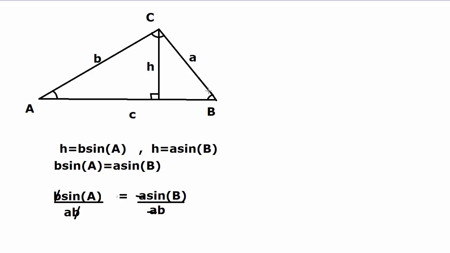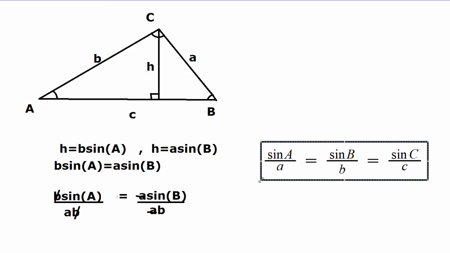You can go ahead and drop a perpendicular from this direction and deduce that. So the whole thing comes out to be that the ratio of the sines of vertical angles to the lengths of their opposite sides are the same. To read it out, sine of the angle A over the side little a equals sine of the angle B over the side little b equals sine of the angle C over little c.